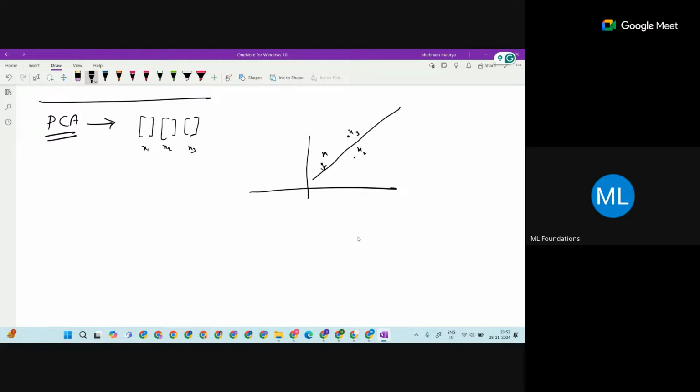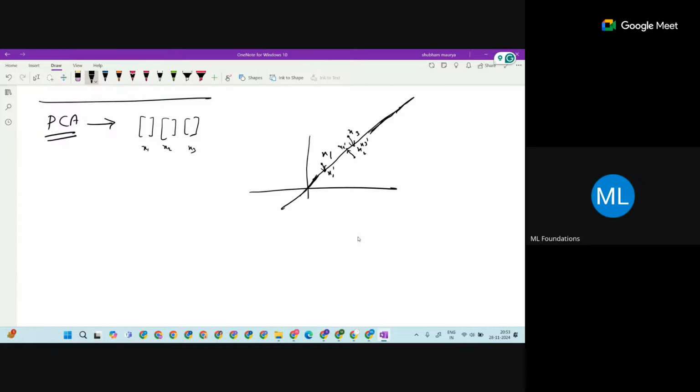But if we convert this data onto only one single line, for example, we can get an approximated data for each one: X1 prime, X2 prime, X3 prime. See, this data is one dimensional. This one is going to be a one dimensional line, right? A line passing through 0 is one dimensional. This is the proxy here; proxy means projection. I am projecting X1 here, X2 here, X3 here.